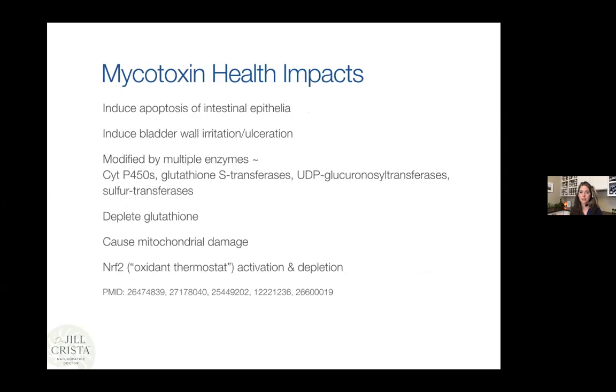They deplete cellular glutathione. So glutathione is depleted not just in the liver. So if a mycotoxin is taking that path, that's important, but they deplete glutathione in the mitochondria and in the cell, and thus cause mitochondrial damage and more oxidation with NRF2 depletion.